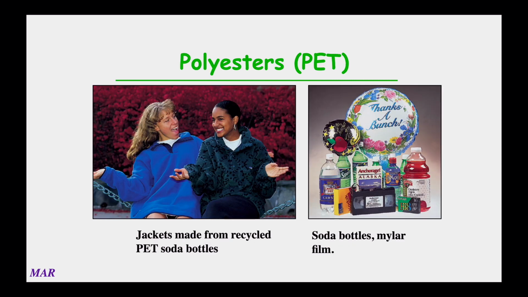Jackets can be made from recycled PET soda bottles, which is really cool. There's lots of different uses for it. Balloons, a lot of times, are made from these kind of things, and soda bottles. Lots of cool uses for polyesters.